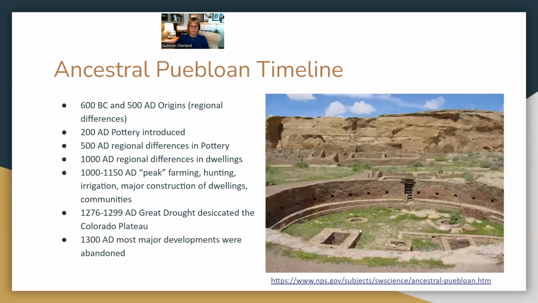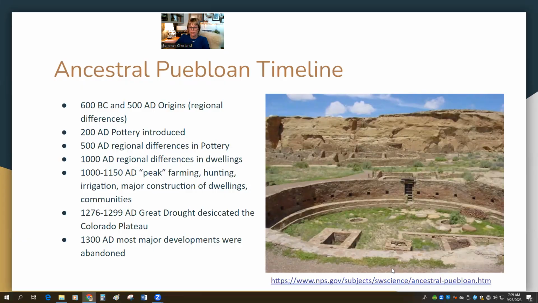All right, here's their timeline. So let's talk about when they were around. There are regional differences about this. It's about 600 BC to 500 AD when we think we can trace their origins. Around 200 AD is when pottery was introduced, or at least evidence of such. Around 500 AD, we begin to see regional differences in pottery. Some groups further north might have one kind of pottery, other groups a little bit further south. Around the year 1000, we begin to see regional differences in dwellings. So they begin to diversify based on their environment.